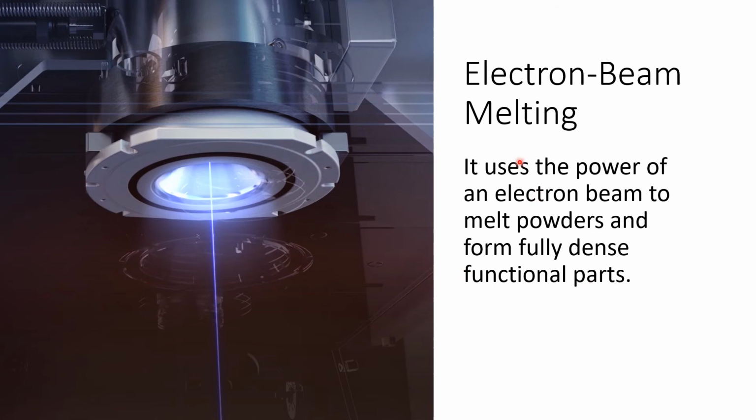Okay, so the next one is electron beam melting. So here it uses the power of an electron beam, of course. And what we use this beam for is to melt powders and form fully dense functional parts. So in electron beam melting, you use this beam, and you melt the powder, and then you form it into functional parts.